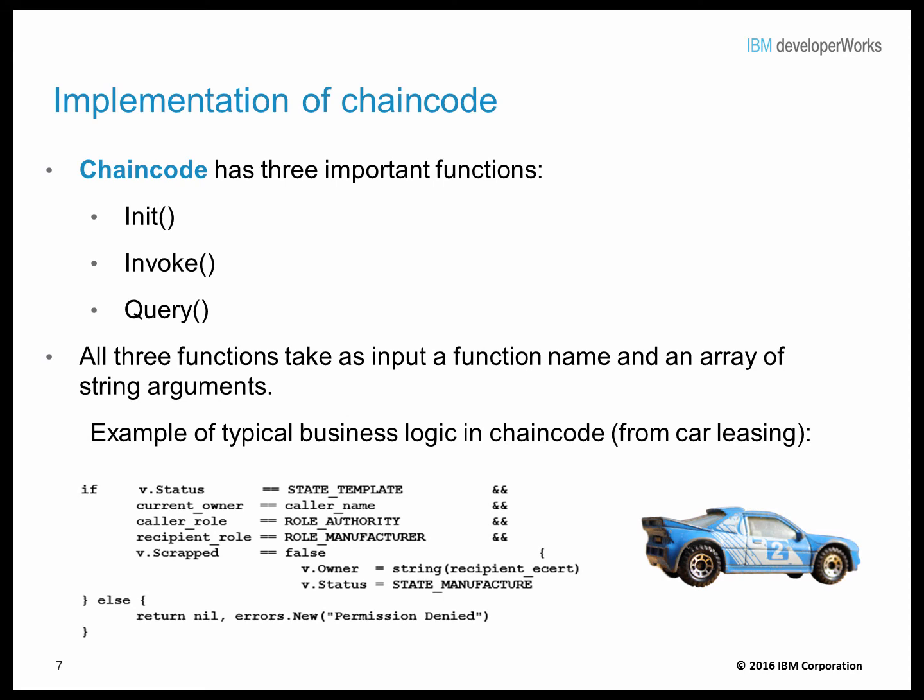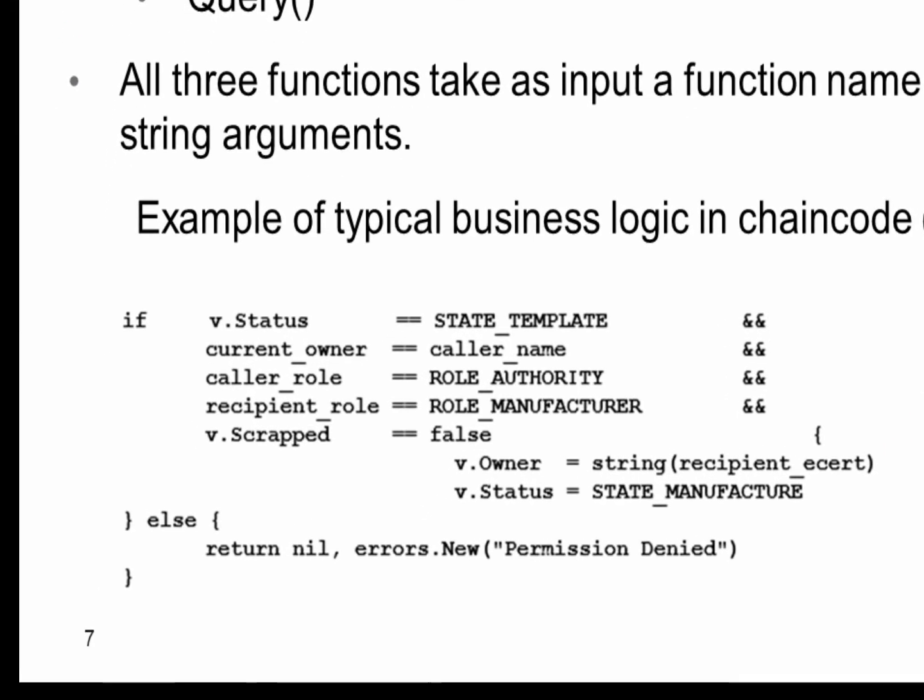The lower half of the slide shows some example code in Go that is from the demo application. It shows how business rules for a smart contract can be implemented through a series of conditional expressions. If all conditions are met, an assignment to change a field of the asset, for example ownership, can be made to complete the transfer.